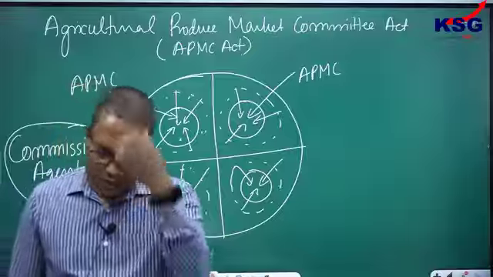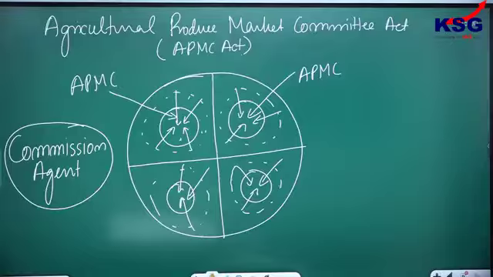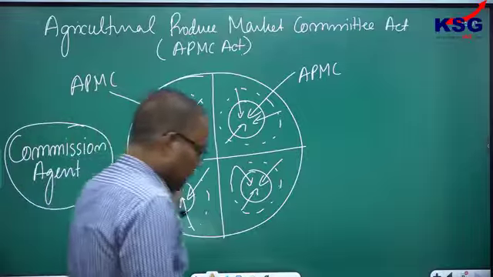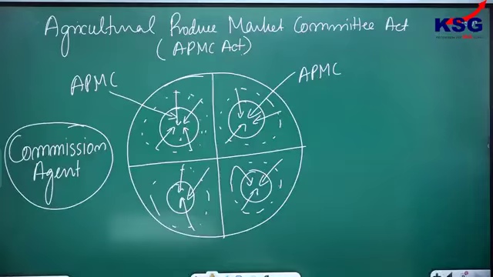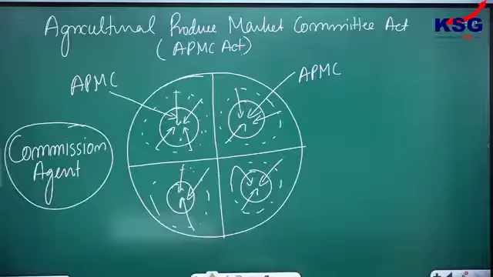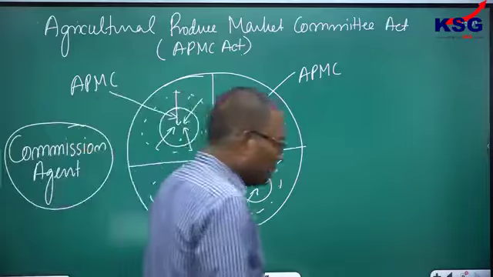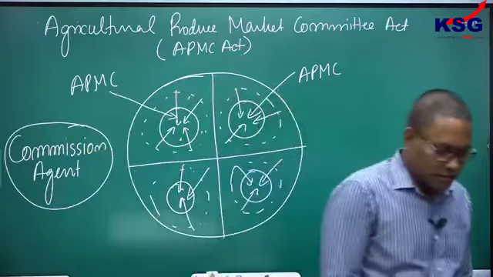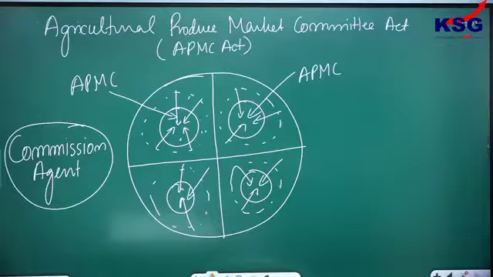First point, first issue. Next you write higher taxes and fees levied by the government. Clear? Third one, you write: commission agents started charging higher commission. Clear? Next point, you write multiple licensing provisions.